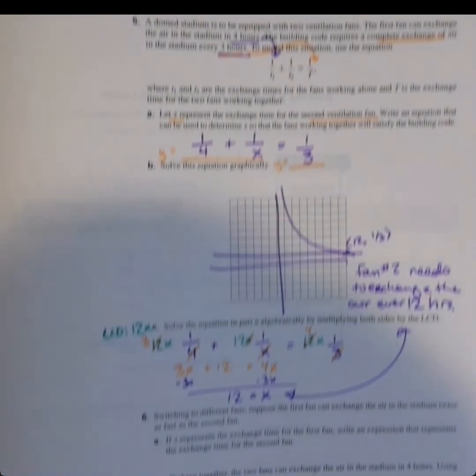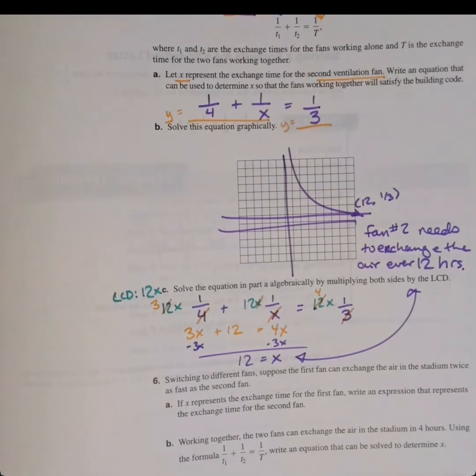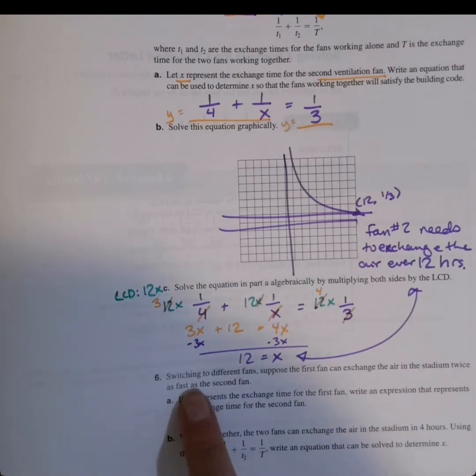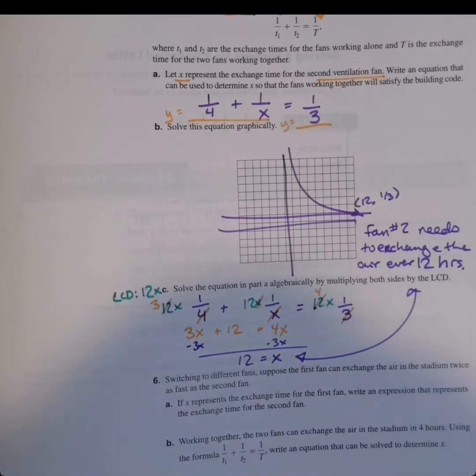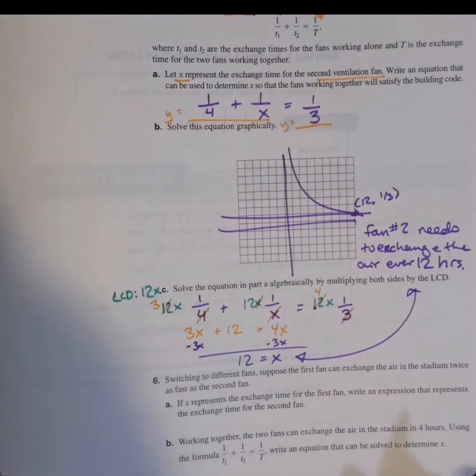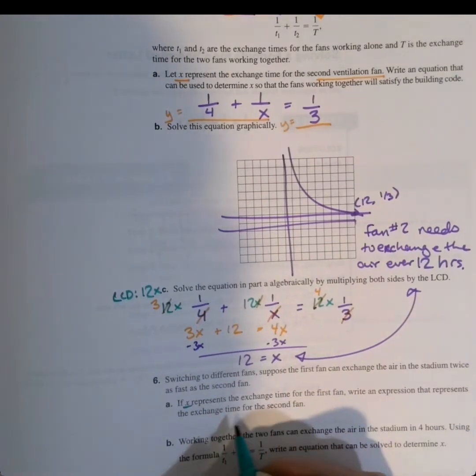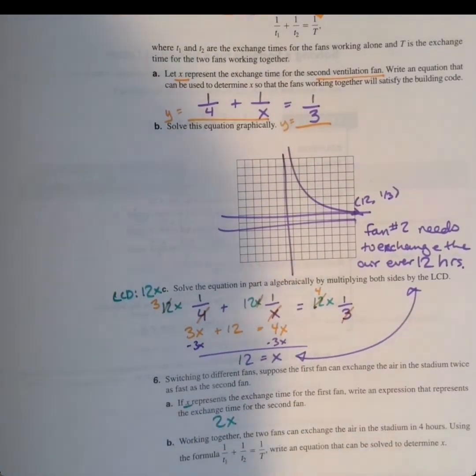Now, switching to different fans, suppose that the first fan can exchange air in the stadium twice as fast as the second fan. If x represents the exchange time for the first fan, write an expression that represents the exchange time for the second fan. So the first fan can exchange the air twice as fast as the second. If our first fan is x, then the second fan is going to be 2x. If my first fan can do it in 3 hours, the second one takes 6 hours, and so on.